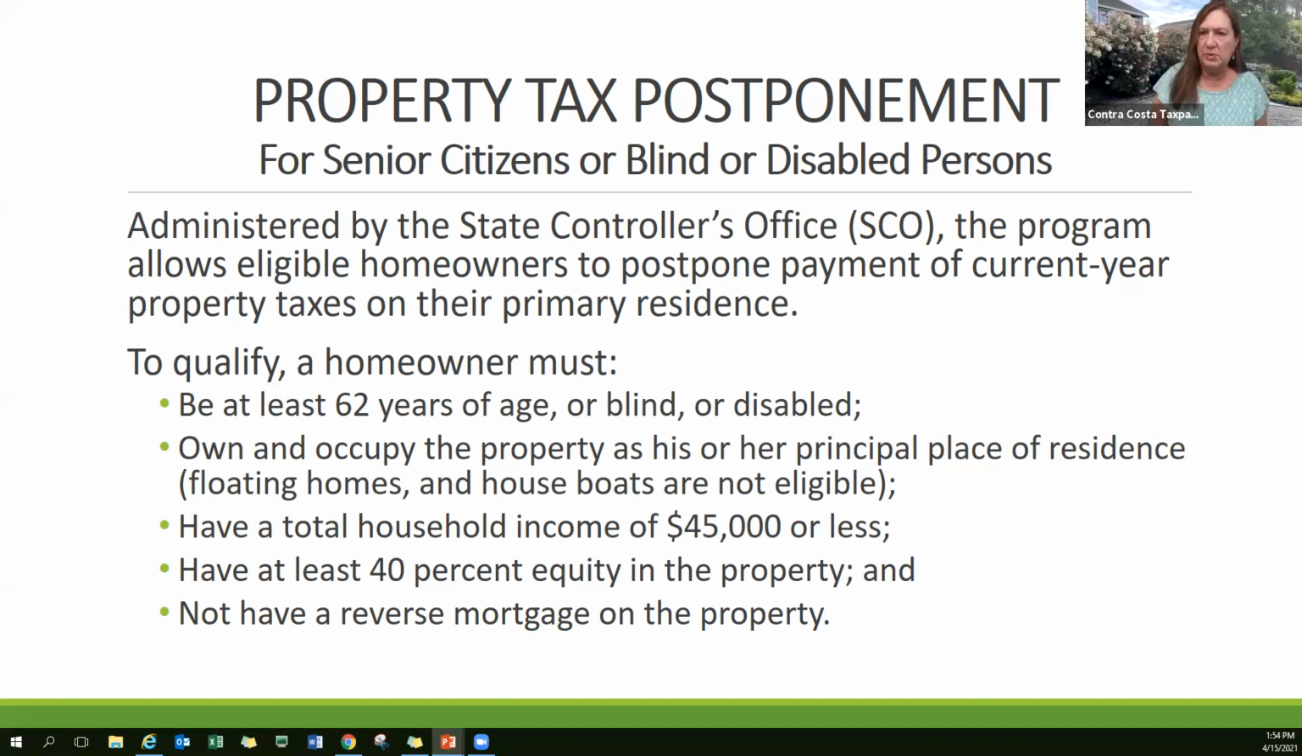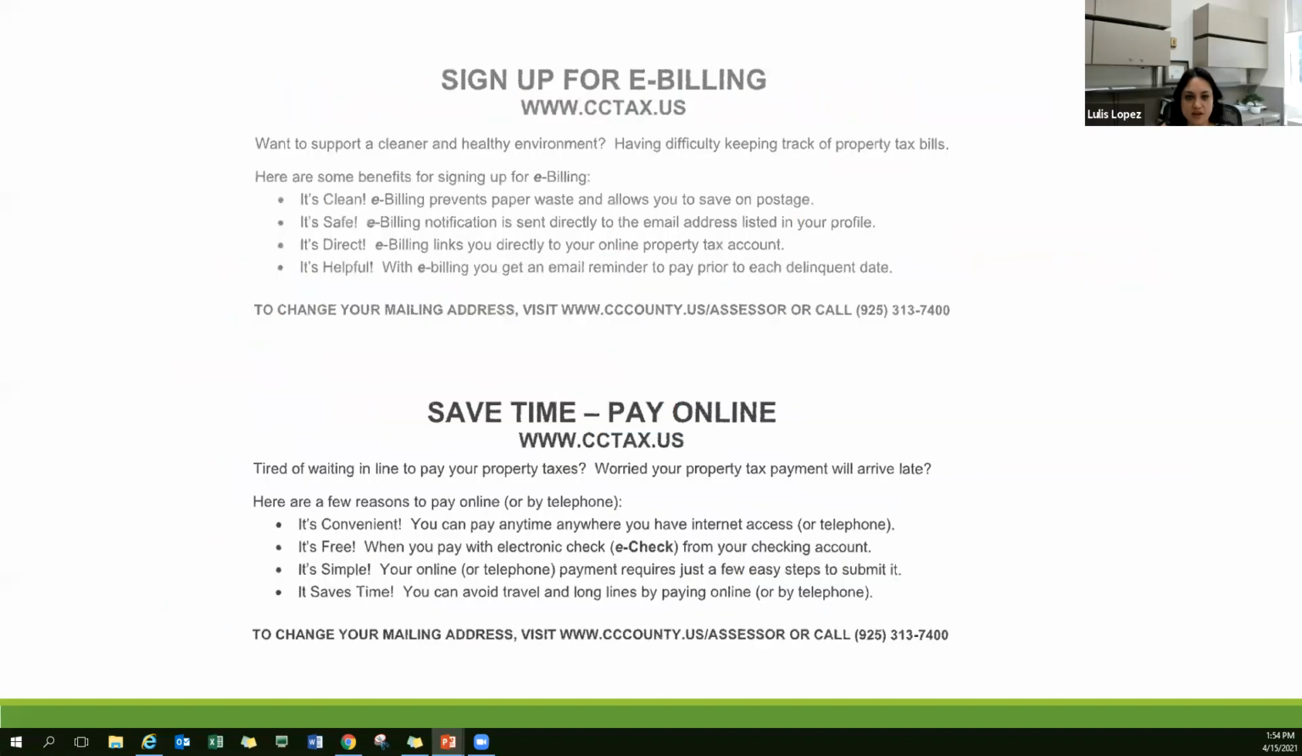And I think that was probably the last of your slides. Oh, no, we got one more. Yes. And so we always encourage you to sign up for e-billing and save time, pay online, because sometimes we don't get the payments. And so we encourage taxpayers to make it easier, get those reminders and pay online. Thank you. That's the end of my presentation.